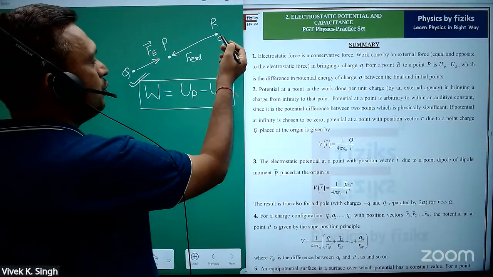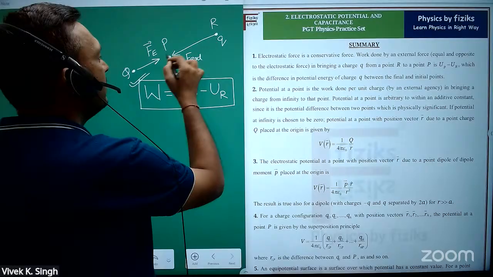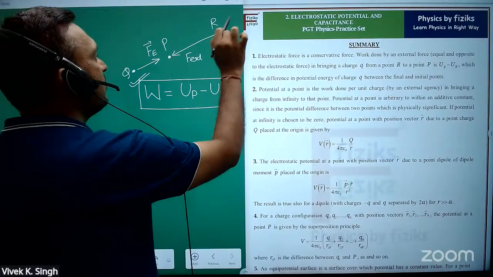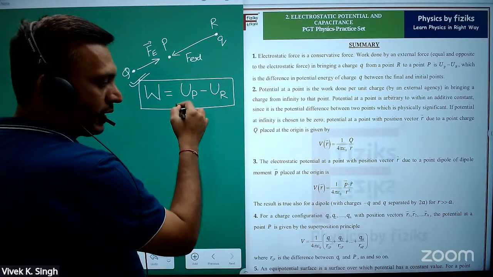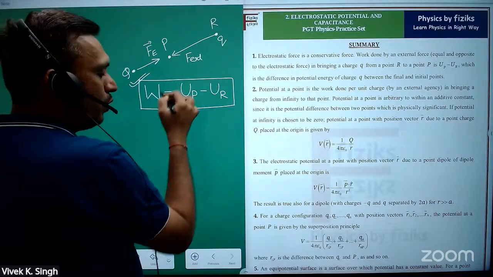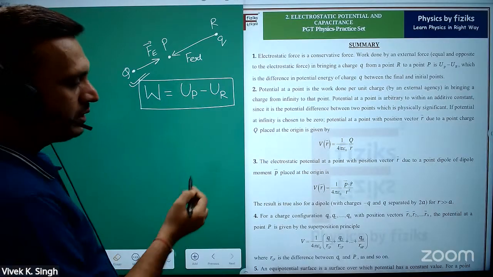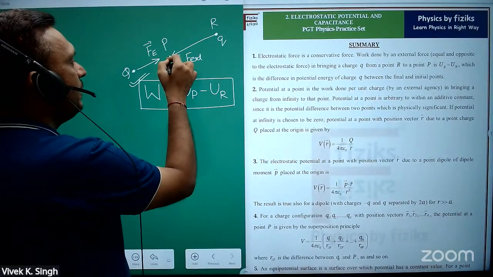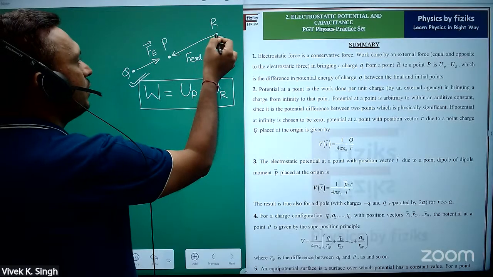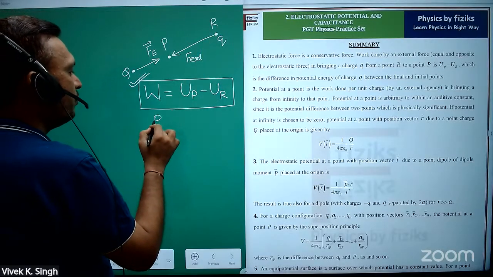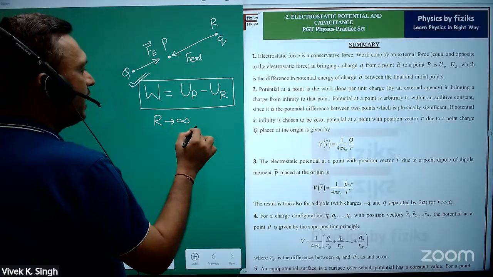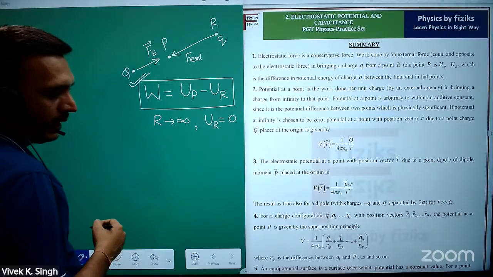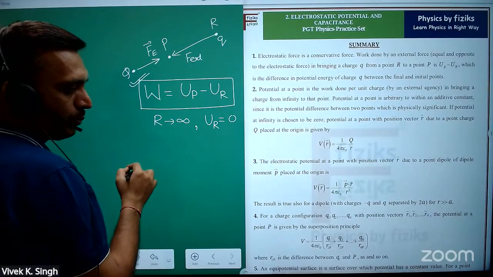Because you have to do some positive work if you are moving a positive charge against this repulsive force. So this stored energy will be positive, meaning UP will be greater than UR. At point P, potential energy will be more as compared to R. And if you are taking R to be infinity, then UR will be 0, and that will give you the potential energy at a particular point P.